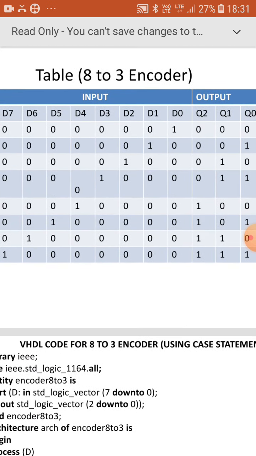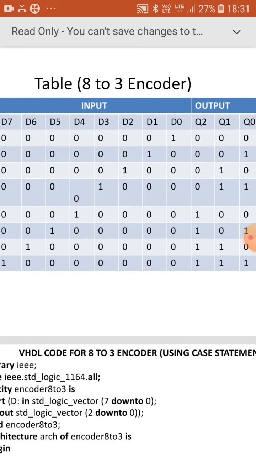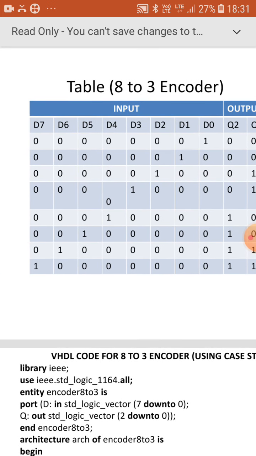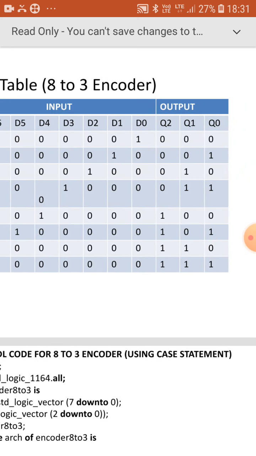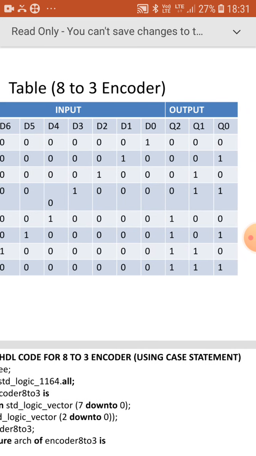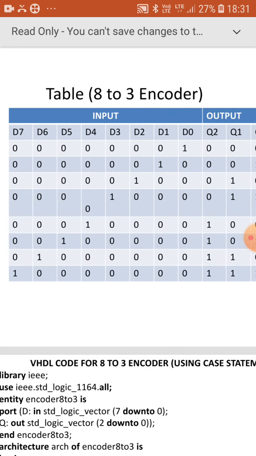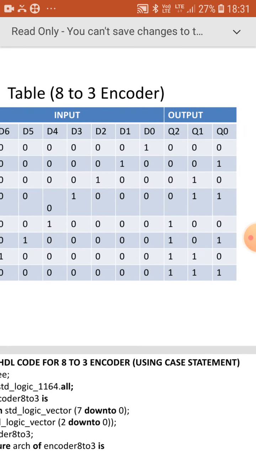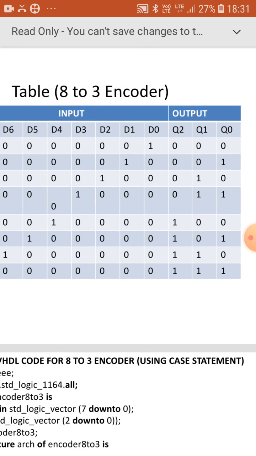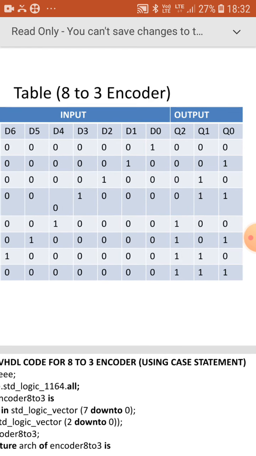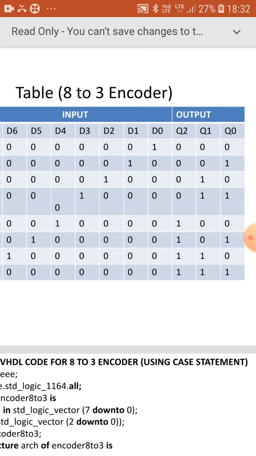See the table here. In an 8 to 3 encoder, we have 8 inputs D0 to D7 and 3 outputs Q0 to Q2. Q0, Q1, Q2 are outputs. If D0 is equal to 1, then the output Q will be 0, 0, 0, since the binary value for 0 is 0, 0, 0.